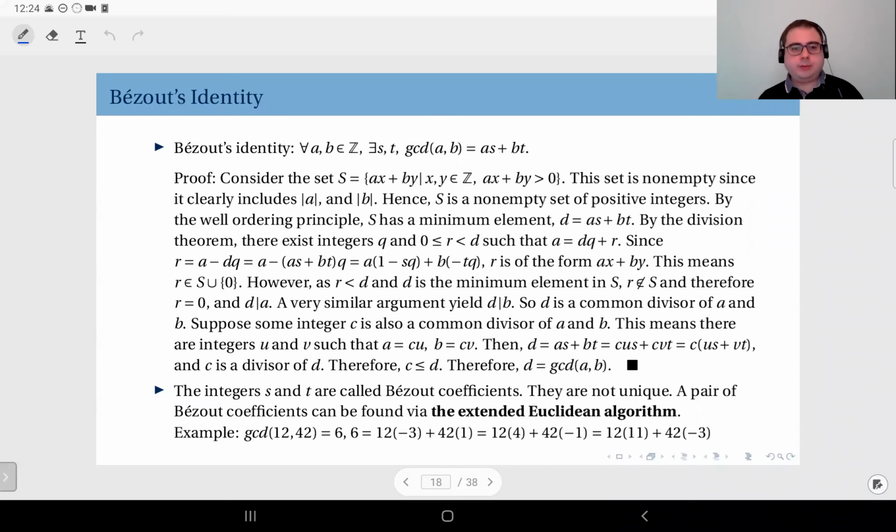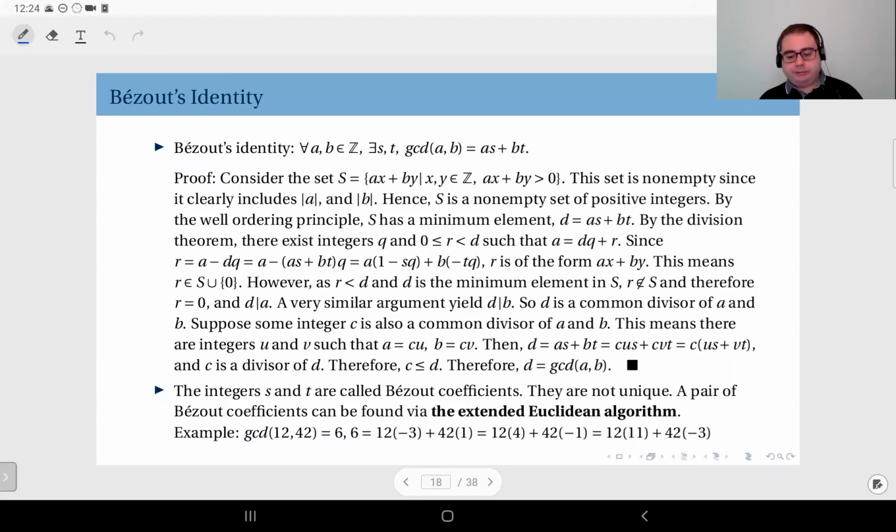Next, we are going to talk about Bézout's identity, which is quite important and used in many proofs, although it might not seem very intuitive. And the expression is given here for integers a and b. There exist integers s and t such that the GCD of a and b equals a times s plus b times t.